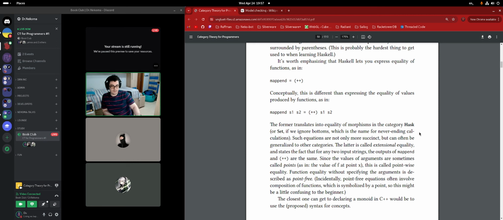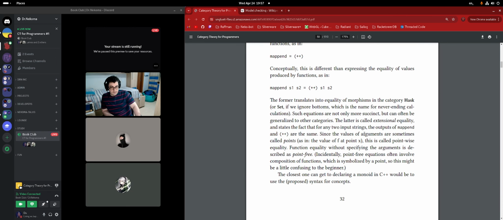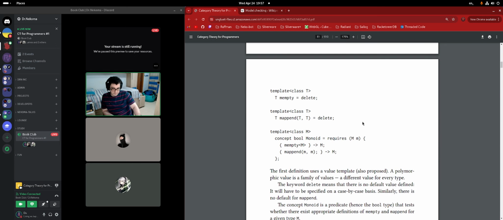Yeah. So it is saying here, for any two input strings, the outputs of mappend and plus plus in function form, let's say, because this is an operator, are the same. So this is different than saying that mappend and this are the same. This would be intensional equality, right? Yes, they are syntactically equal. And function equality with unspecified arguments is described as point free, which is good to know.